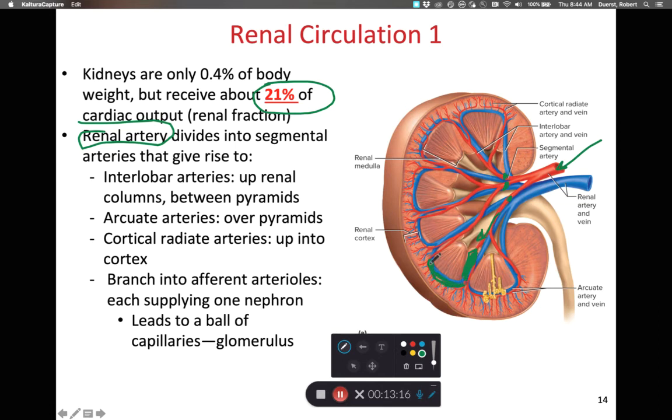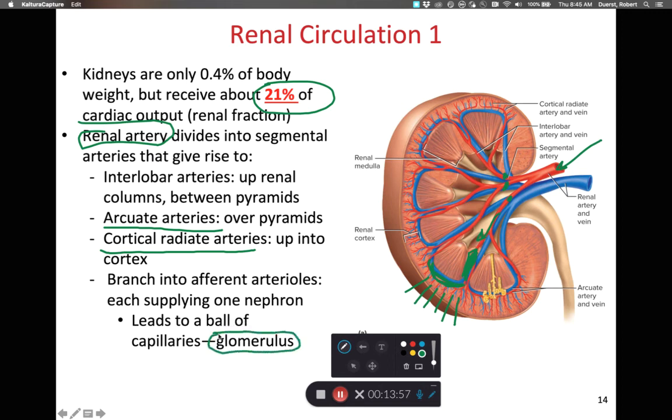And as the blood changes directions to arc over the base of the renal pyramid, we now have the blood in the arcuate arteries. And then from the arcuate arteries, the blood will change directions again. We have a 90-degree turn to make the blood vessels travel perpendicular, and they radiate outwards through the cortex. As they are radiating outwards into the cortex, we call them the cortical radiate arteries. And then from the cortical radiate arteries, we go to the little tiny capillary bed where all the action takes place. That little ball of capillaries is called the glomerulus.